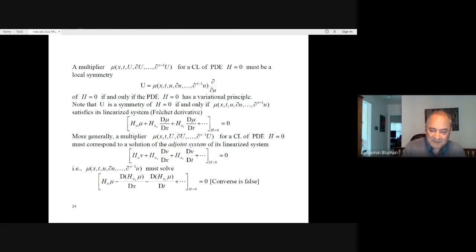And of course, if the linearized system has a variational principle, then it must be self-adjoint, okay? So this is general. When the linearized system is self-adjoint, that means it has a variational principle. Okay, so therefore mu must solve this equation. But the converse is false. The Euler operator applying gives us all the information. A subset of the Euler operator applied leads to the adjoint system. So the additional equations are ones that guarantee that you do get a conservation law. So only a subset of the determining equations comes from this.